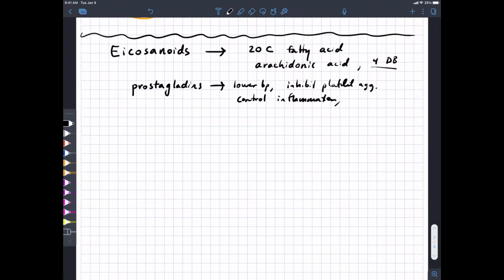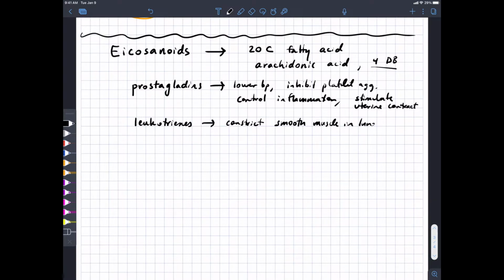If you've ever been in labor, they can stimulate uterine contractions, so not necessarily your friend at the moment. They can cause relaxation of the smooth muscle in the uterus. A second class of molecules is called leukotrienes. These are involved in constricting smooth muscle in the lungs.